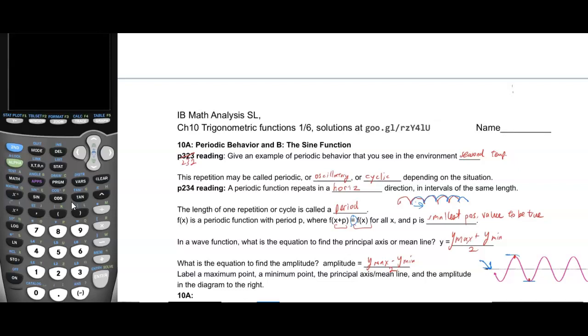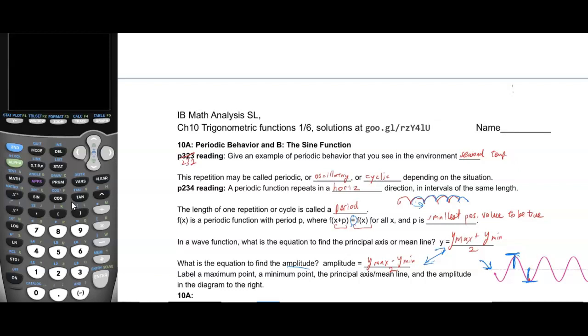An average. What is the equation to find the amplitude? Now remember, the amplitude is the distance from the center line or the mean line to the top, or the center line to the bottom of the function. So how do we find that? We're going to take the maximum y value, subtract the minimum y value, and then divide by 2, because each of these lines is just half of the distance between the two. So we do y max minus y min divided by 2. You notice that these two are very similar to each other.